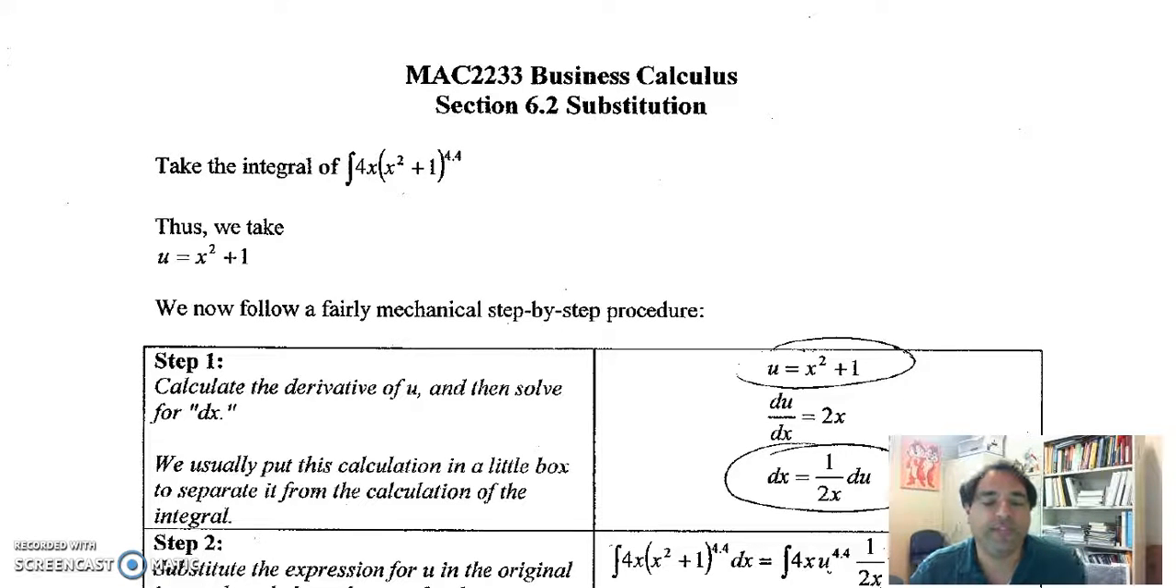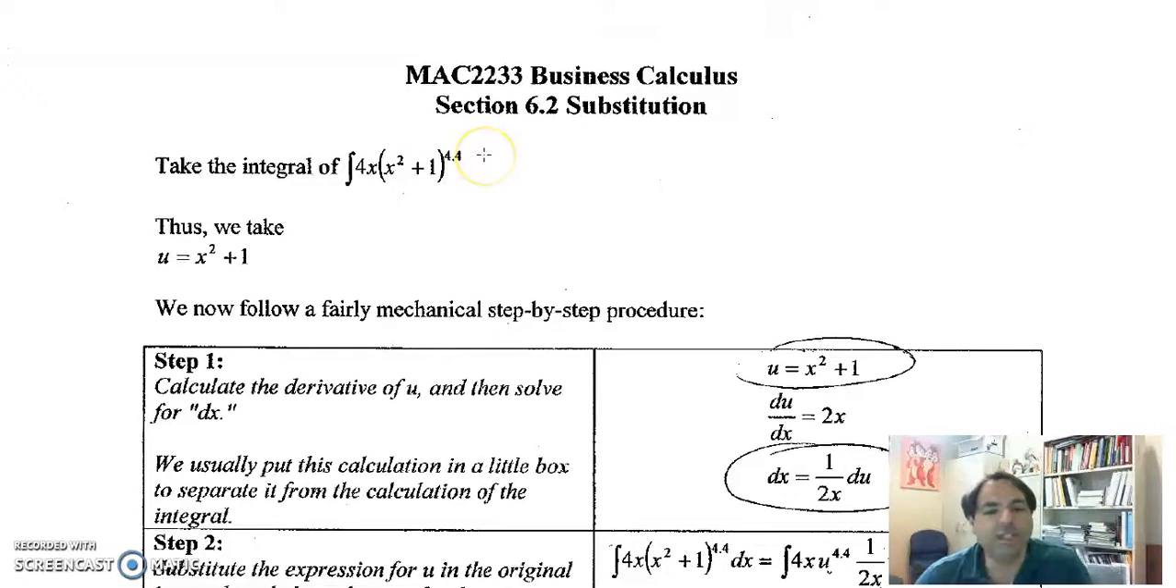Hello, in this video for MAC2233, Calculus for Business and Social Sciences, we're going to be talking about section 6.2, Integration through Substitution. In this problem, we're taking the integral of 4x times (x squared plus 1) raised to the 4.4 dx. This is complicated. We have 4x being multiplied by x squared plus 1 raised to the 4.4.